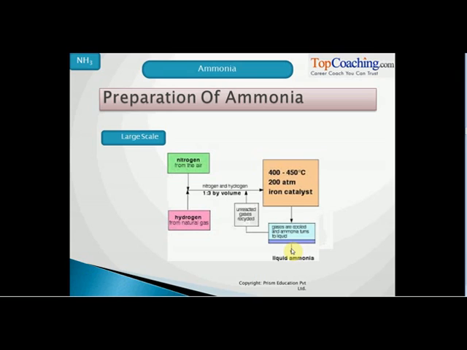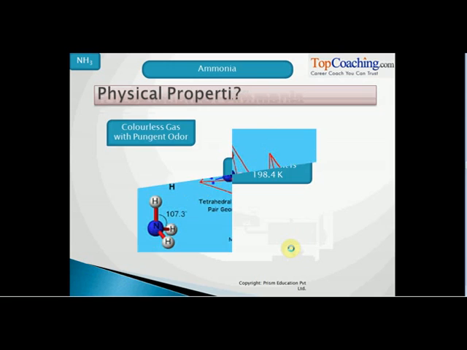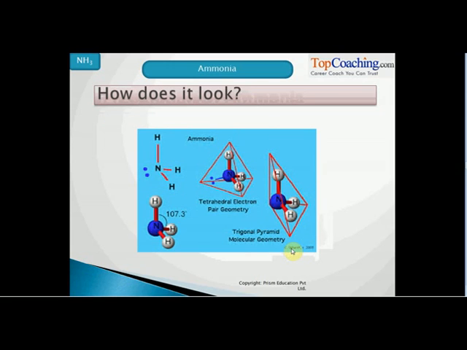Any guesses what this process is called? It is the Haber's process, right? So ammonia is a colorless gas, has a pungent odor, and its boiling point is 198.4 kelvins. This is how ammonia looks like. It has a tetrahedral geometry. It has one lone pair of electrons, right?